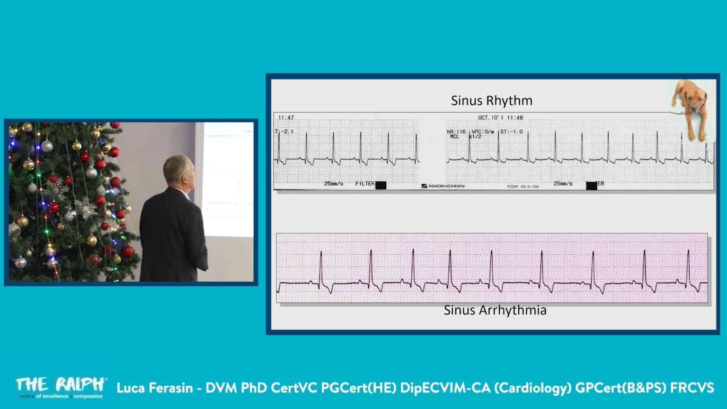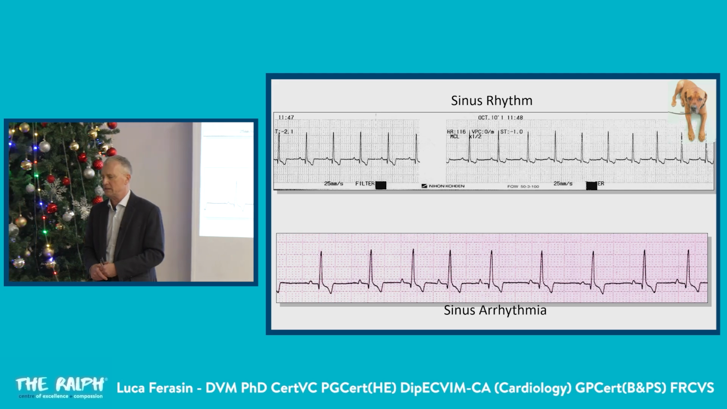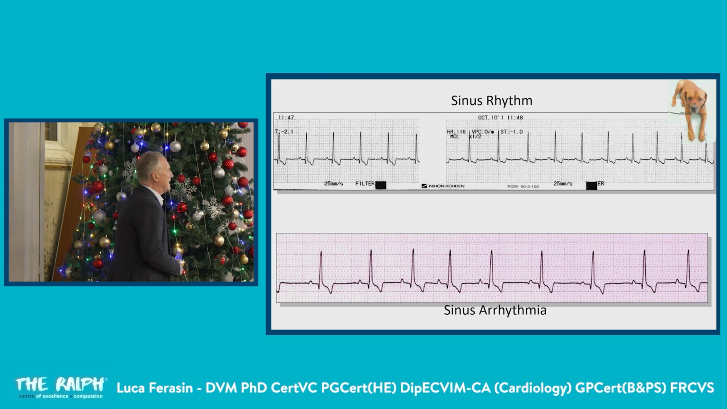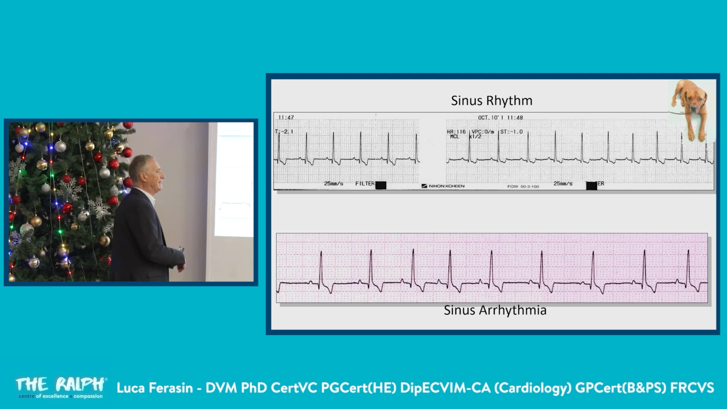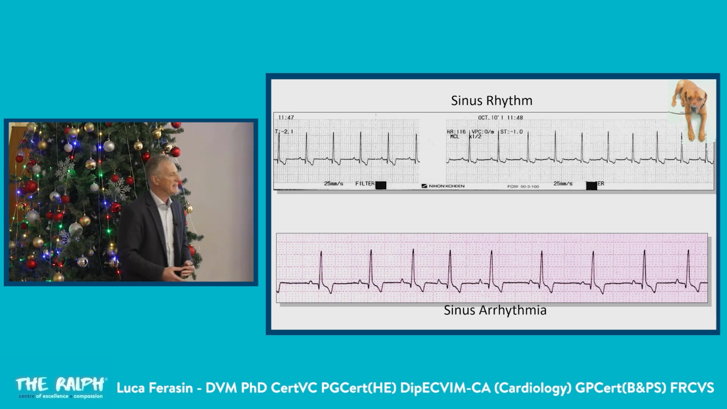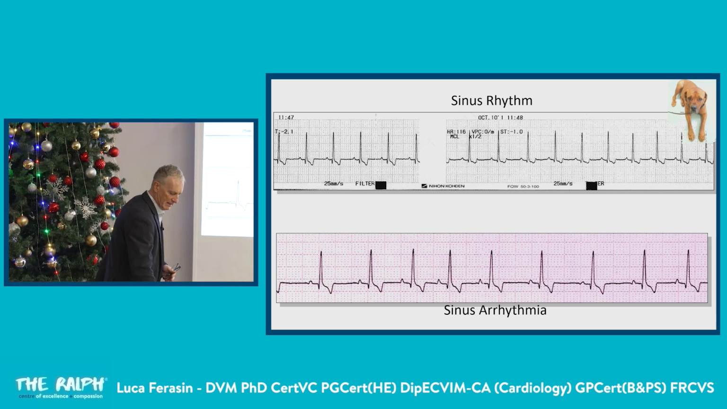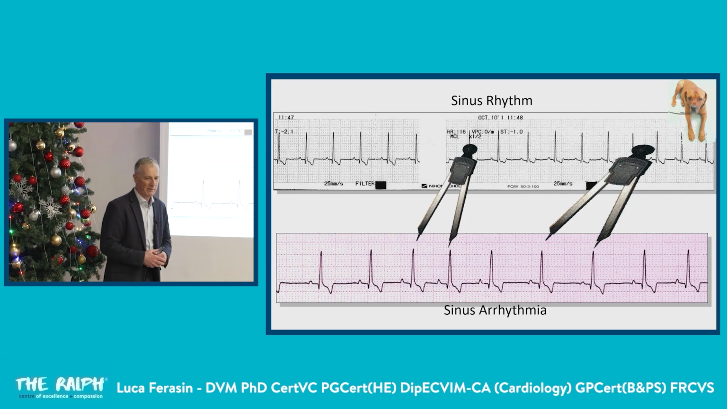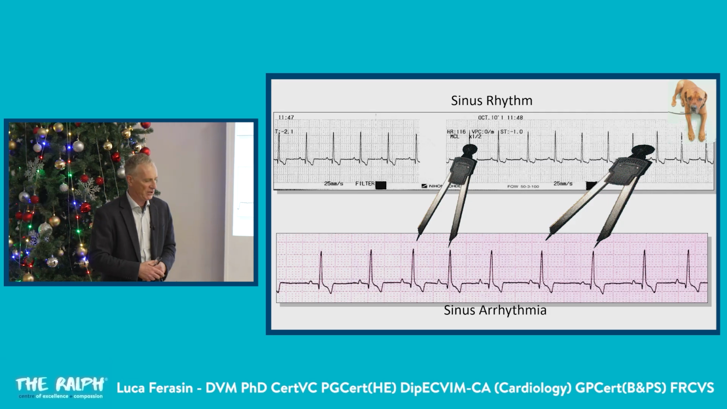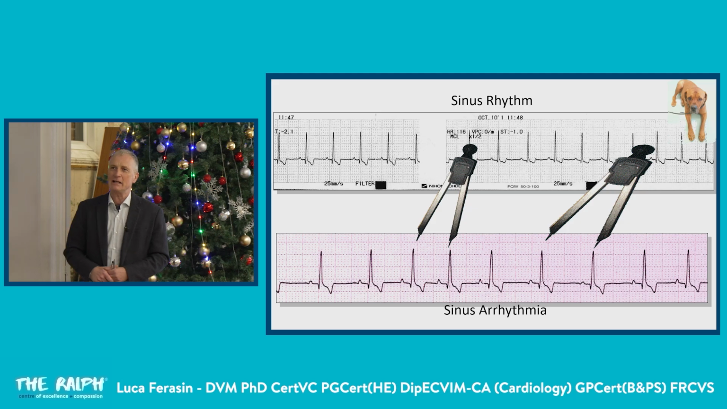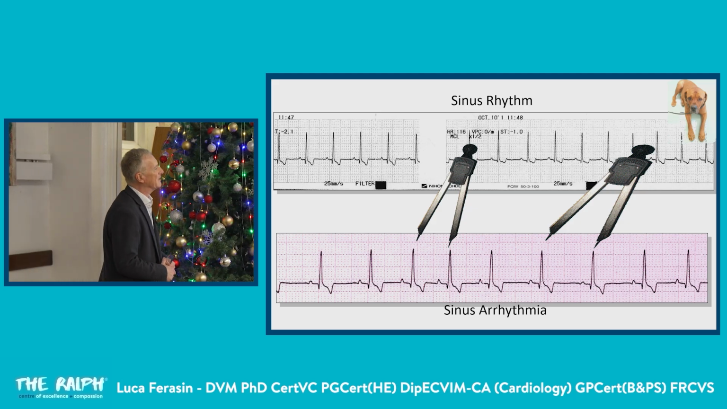However, in primarily healthy dogs, even more if they're young dogs, we see the sinus arrhythmia. And the sinus arrhythmia is where we still have a sinus rhythm, but it is irregular. And as you can see here, the distance between two consecutive R waves changes over time. And it is primarily due to a phenomenon called respiratory arrhythmia.